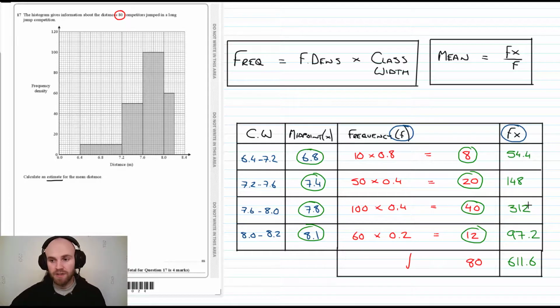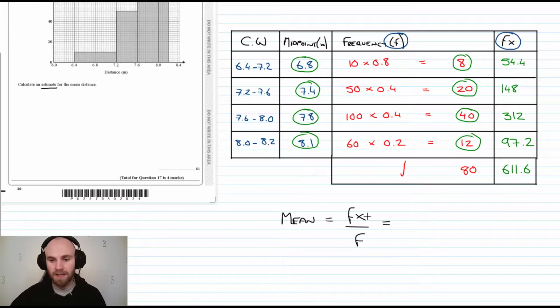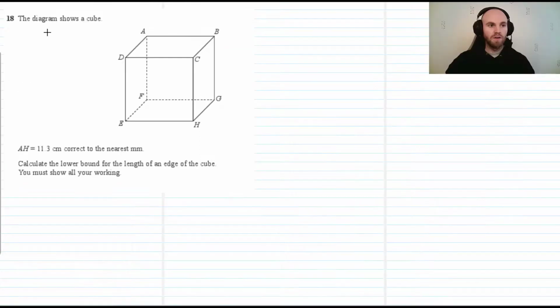So now we have those values of f of x, and if we add them together, we're going to get a total value of 611.6. So remember, the mean equals f of x divided by f, so the total value of f of x divided by the total value of f. So it's going to be 611.6 divided by 80, and that is going to give us a value of 7.645. Question 18, the diagram shows a cube, right here.